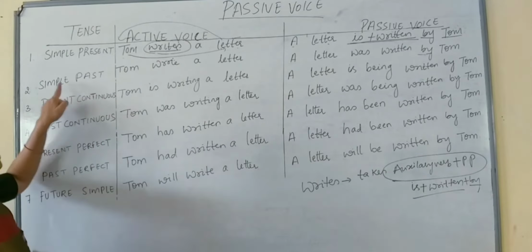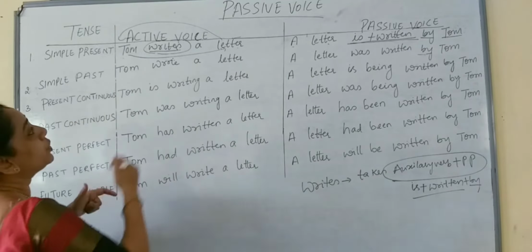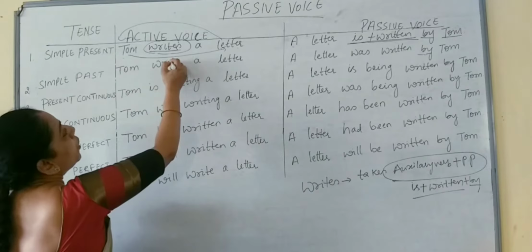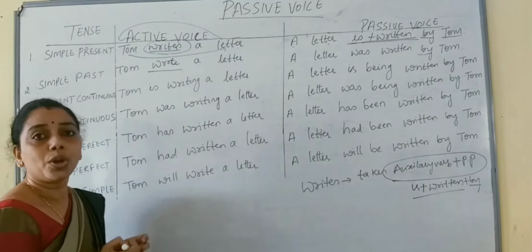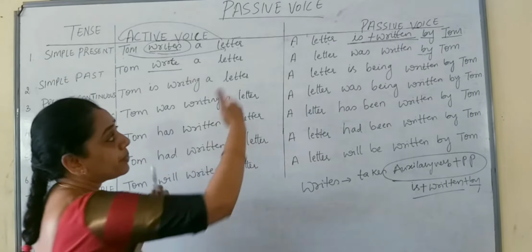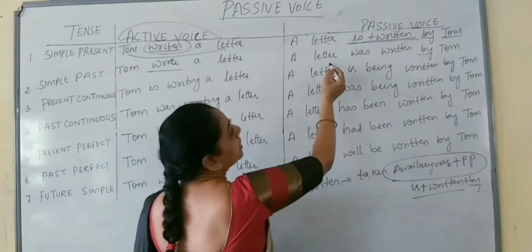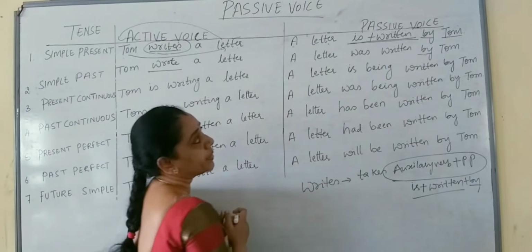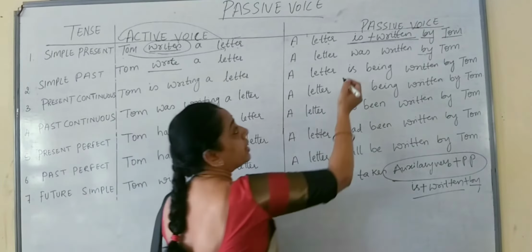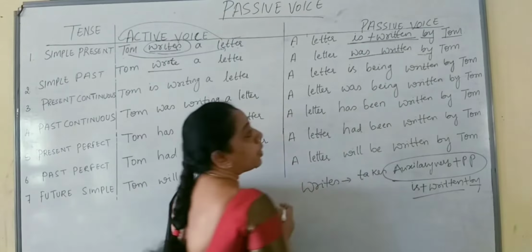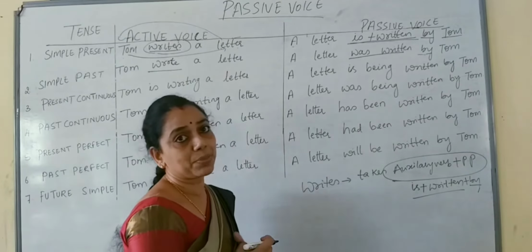Simple past tense I have written here. So Tom wrote a letter. So now you have come to know wrote is past tense. So while coming here, a letter, again it takes this object comes to the subject place, and so here it is auxiliary verb plus past participle.